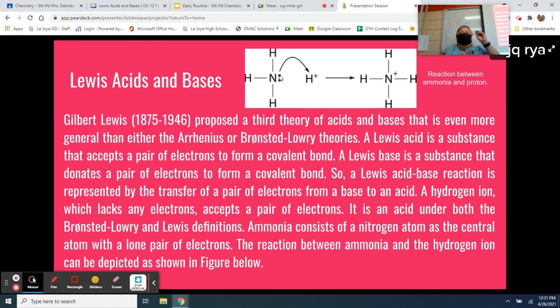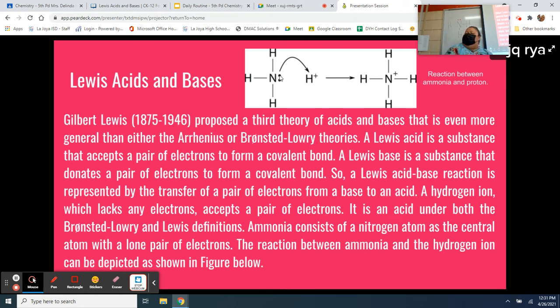Okay. What was the main part? What is he accepting? Pairs of electrons. The Lewis acid accepts. I always tell my students, well, actually, I always told myself when I was studying this topic, Lewis acid, A for accepts. Lewis acid, A for accepts, right? A in acid is for accepts a pair of electrons.